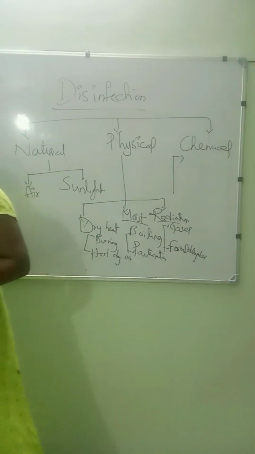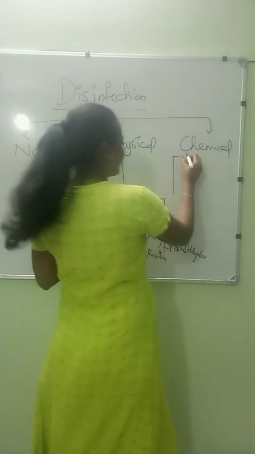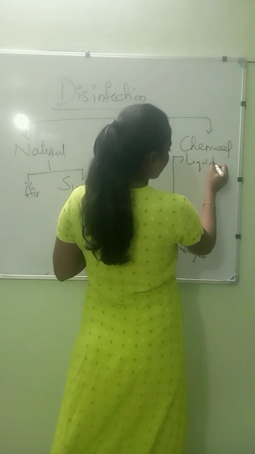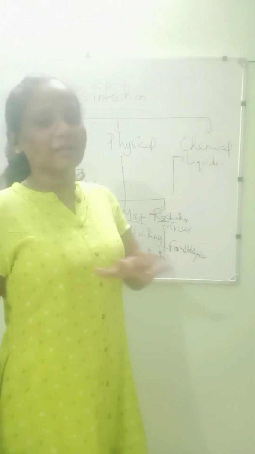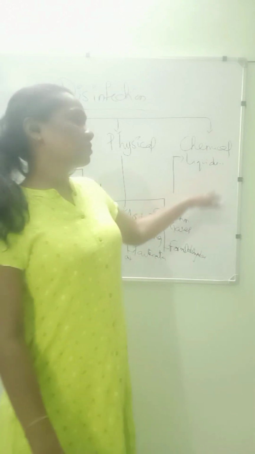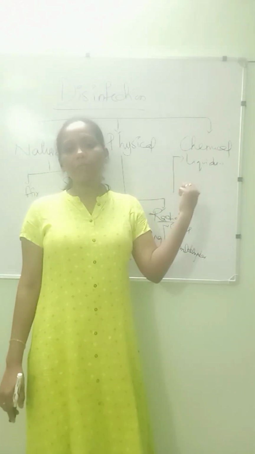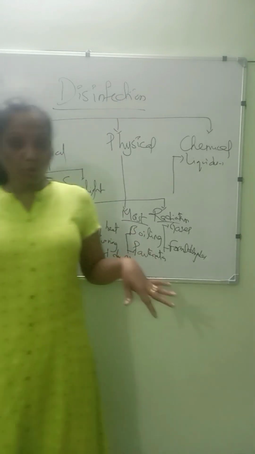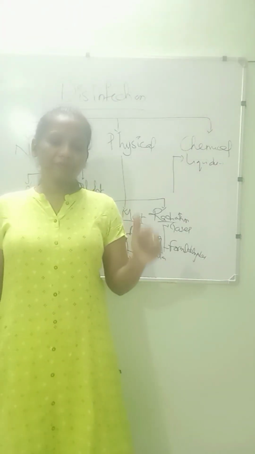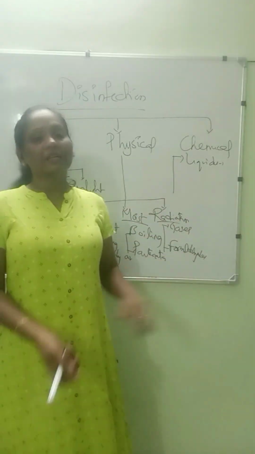So the first one is liquids. Everybody knows so many liquids are available in the market, like phenol, Lysol, all of which come as disinfectants. They all come in the liquid form. Examples: phenol, Lysol, formalin, chlorine. This all comes under liquids.